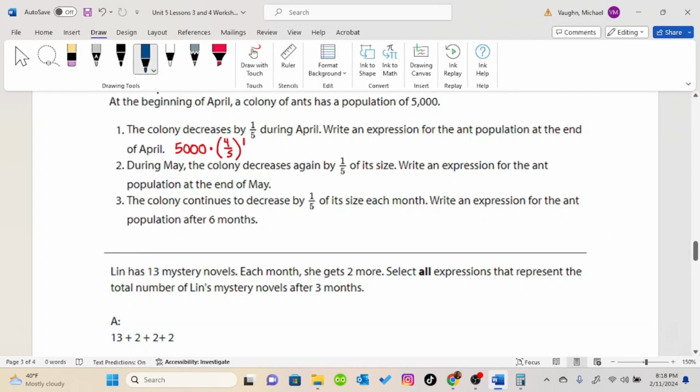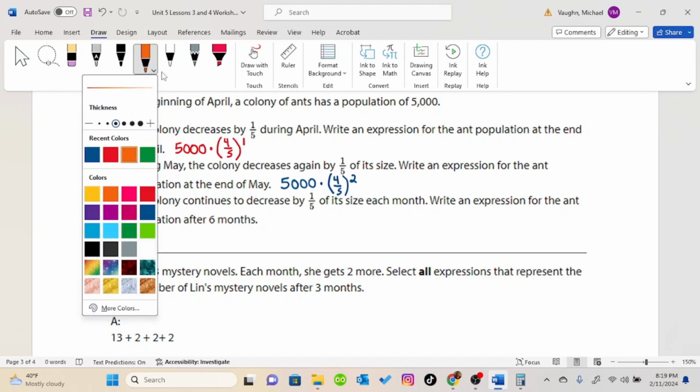Number 2. During May, the colony decreases again by 1/5 of its size. Write an expression for the ant population at the end of May. So again, we will start with our original population of 5,000. We will multiply by the factor, which is the remaining amount, 4/5, and the exponent will now be 2 because it's now been 2 months, April and May.